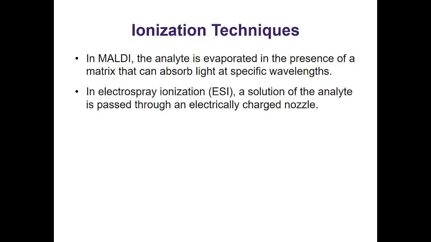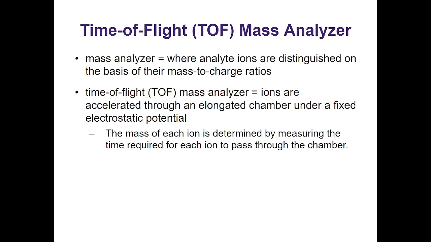In MALDI, the analyte is going to be evaporated in the presence of a matrix that can absorb the light at specific wavelengths. In electrospray ionization, ESI, a solution of the analyte will be passed through an electrically charged nozzle, and this will give it its charge. The mass analyzer is going to be where the analyte ions are distinguished on the basis of their mass to charge ratios. That's that magnetic field that's going to select for differences in mass to charge ratio. Depending on the size and the amount of magnetic field you have will give you how much separation you can get, how resolved you can get that.